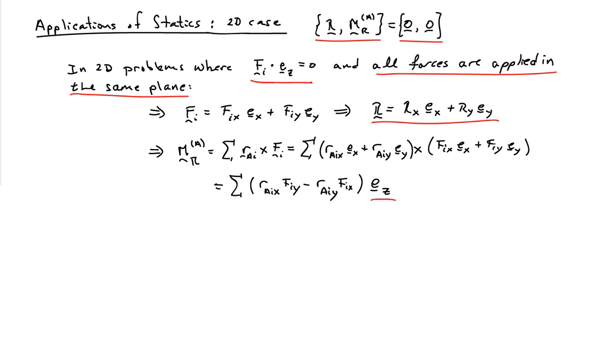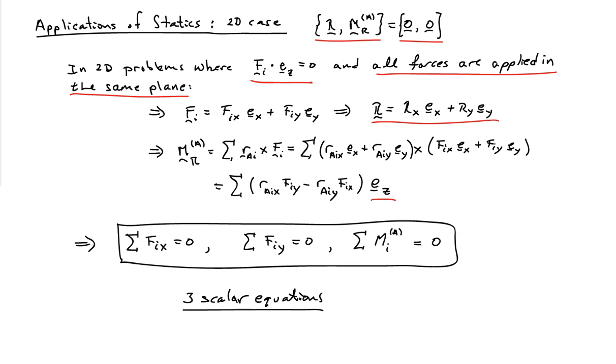So written out in a little bit more detail, equilibrium in the special 2D case is sum of the forces equals 0 in the x direction, sum of the forces in the y direction equals 0, and sum of the moments about some reference point equals 0. So I have 3 scalar equations. And this is the way they are usually stated. Now, it turns out that this isn't the only choice that you can make.